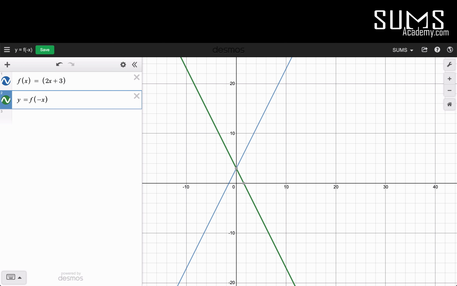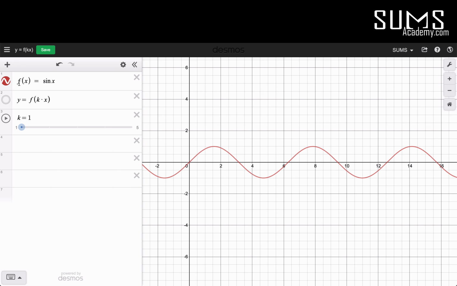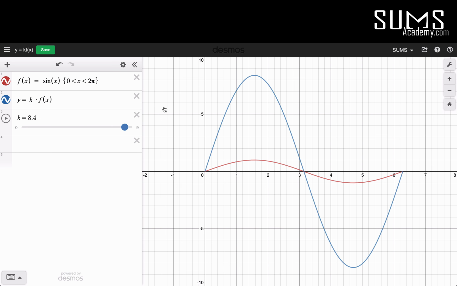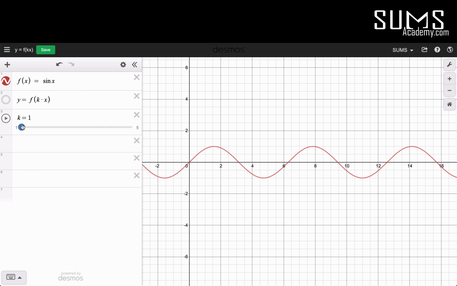Okay, and what about our final case, when we have something like sine of x? What we're interested in is looking at when we have this k factor inside of the brackets. The last time we had a k factor, we looked at it outside, and what happened was it multiplied the y value. But when we're looking at it inside, what's going to happen? Well, it's actually going to compress the x coordinates.